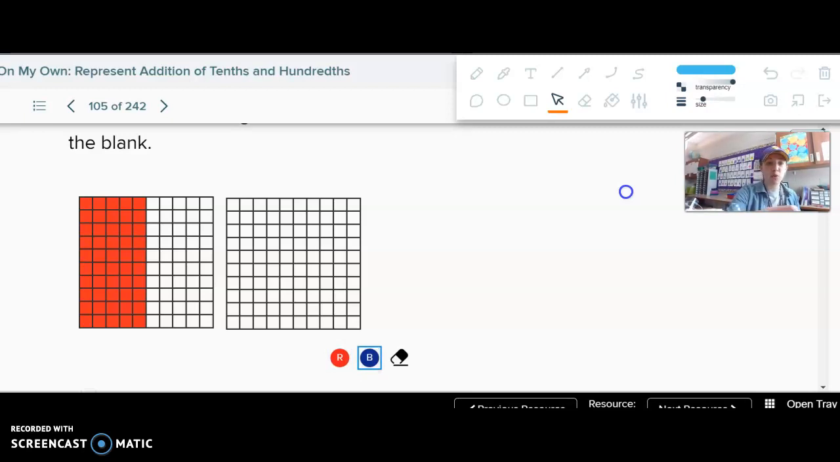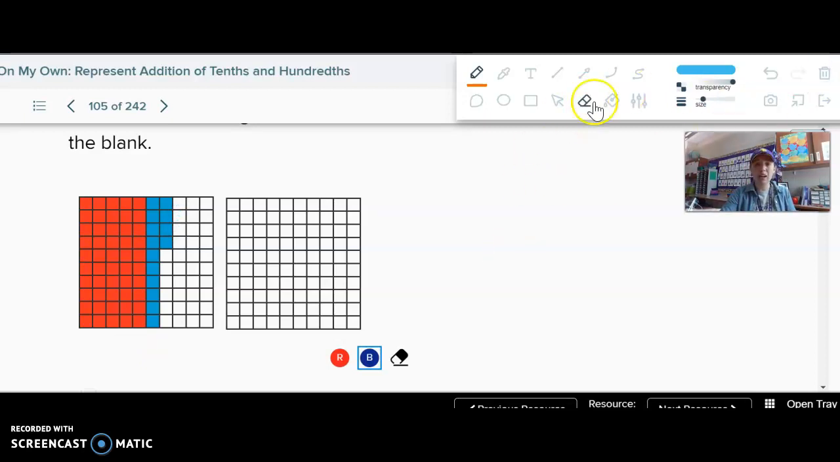All right, and then we have 14 hundredths. So we're going to fill in another row, and then 4 more. So then I can visually see, oh, how many rows do I have? 1, 2, 3, 4, 5, 6 rows. So that's 60. Plus 1, 2, 3, 4. So I have 64 hundredths.